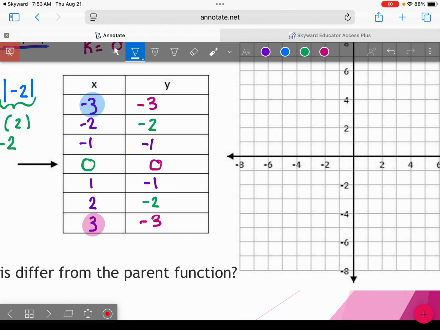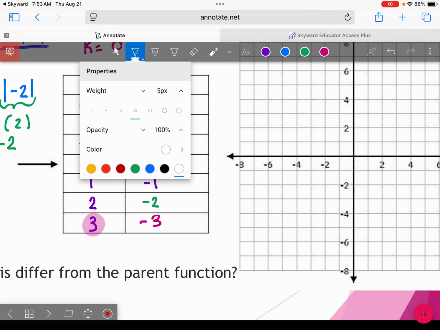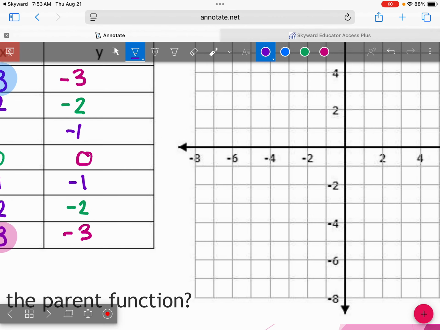When we plot up these points, we're going to have -3, -3. So now we're way down here. -2, -2. -1, -1. And 0, 0. Then +1, -1. +2, -2. And +3, -3.